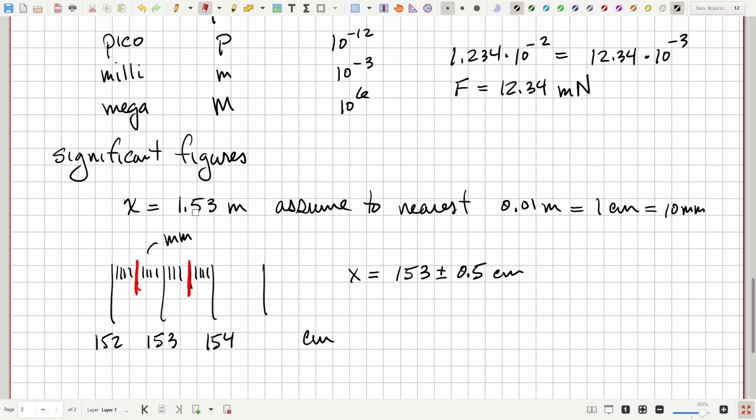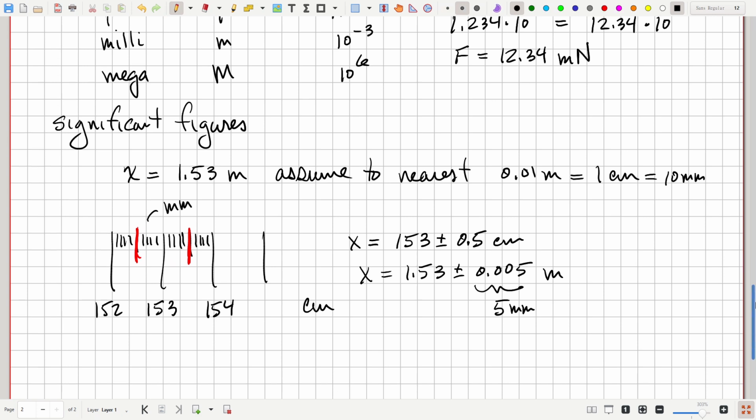So my original measurement in meters would be 1.53 plus or minus 0.005 meters. Okay, and this is 5/1000th of a meter, or 5 millimeters. So you can assume, right? Here's 1, 2, 3, 4, 5 above, and actually put one more there, 1, 2, 3, 4, 5 below 153. Okay, and so I just rounded it to the nearest centimeter.